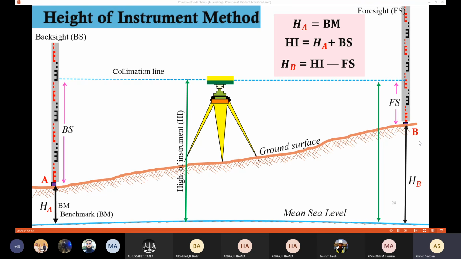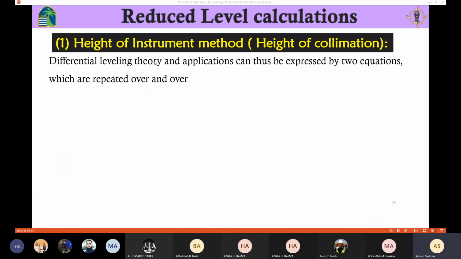This is how the height of an instrument method works. I need to know the height of an instrument. The height of an instrument represent the benchmark here, or the height of the point A, plus the backside. Then the elevation of the unknown point, which is point B in this case, is going to be the height of an instrument minus the foresight. So this is the process for the height of an instrument method.